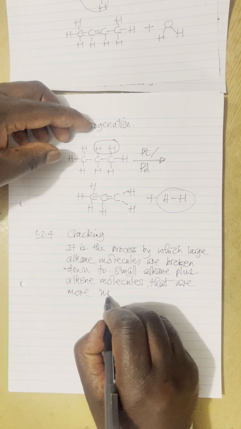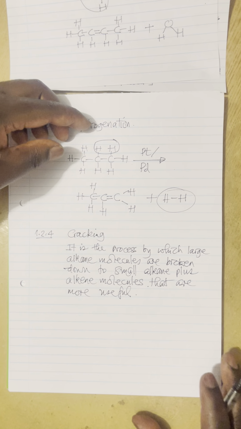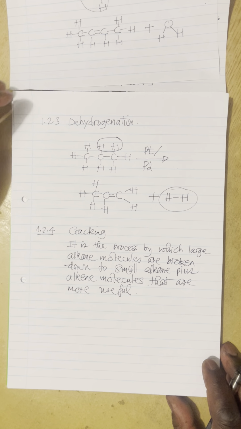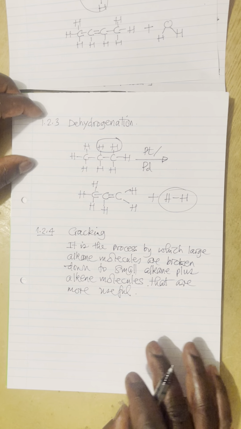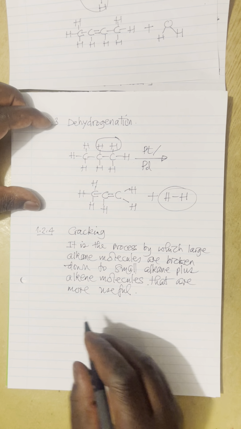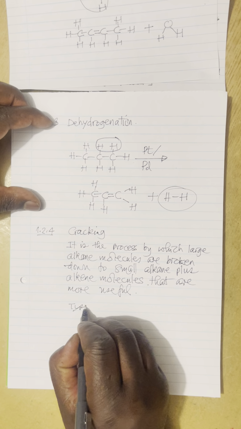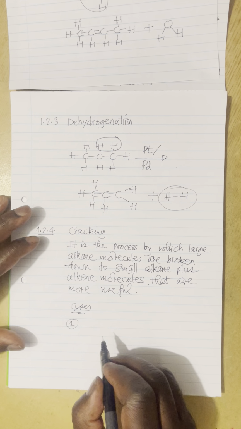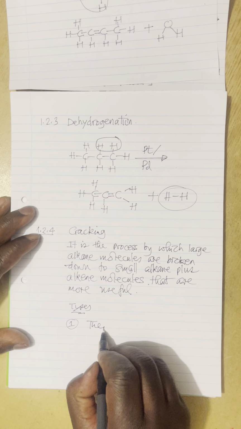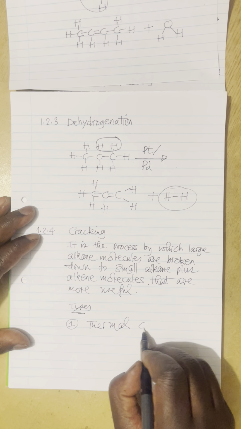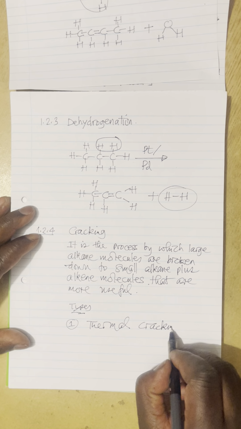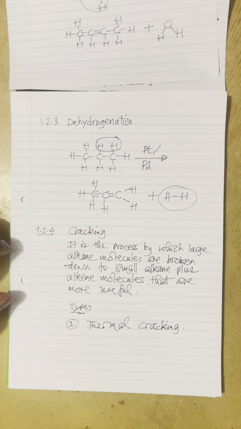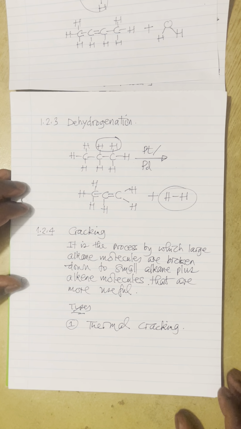Now there are 2 types of cracking. Remember, cracking is an elimination reaction. The name is cracking, but the type of reaction is elimination. There are two types of cracking. Type number one is called thermocracking. We use high temperature and obviously, by Gay-Lussac's law, high pressure.